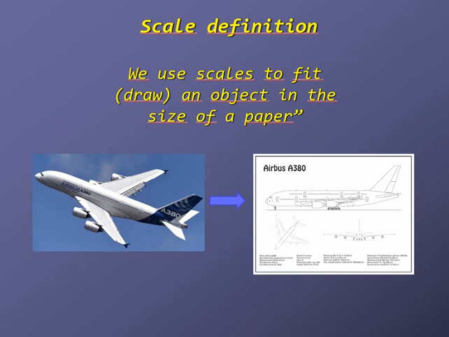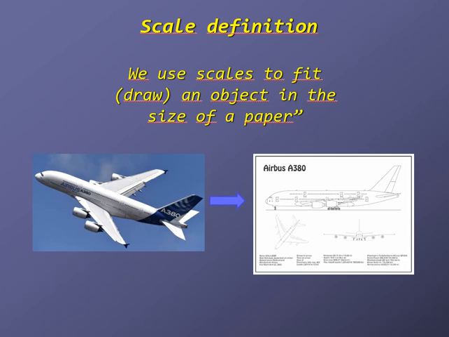For example, when you had to draw an aircraft, you had to fit it to the size of the paper, right? This is quite obvious. So imagine that you have this aircraft, and the real size is something like 70 or 80 meters long. So obviously to draw it in a paper you have to reduce the size. So this is what we call scaling down an object.